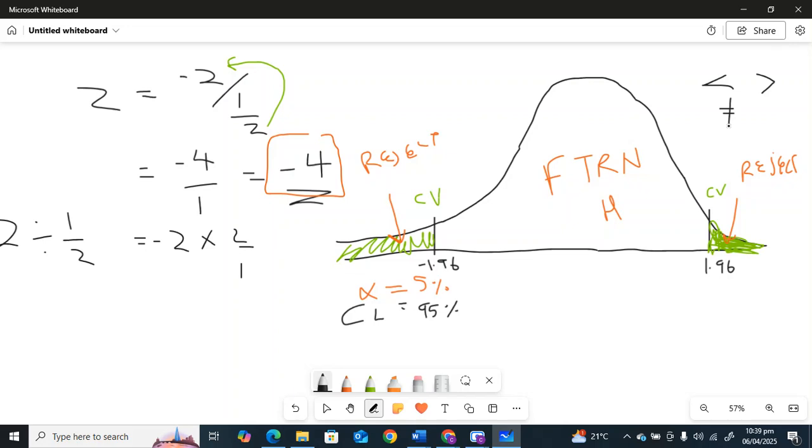So as I said, the Z statistic that you calculate, you're going to put it on this number line. And you see where it falls. So we can see that negative 4 is less than negative 1.96. Negative 4 can fall somewhere here.